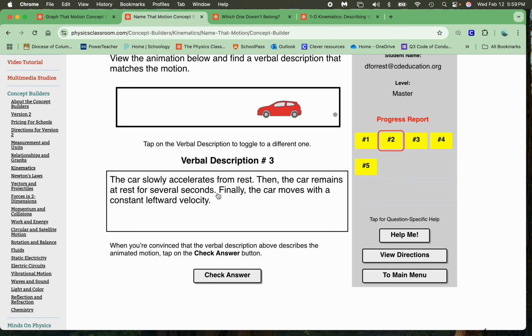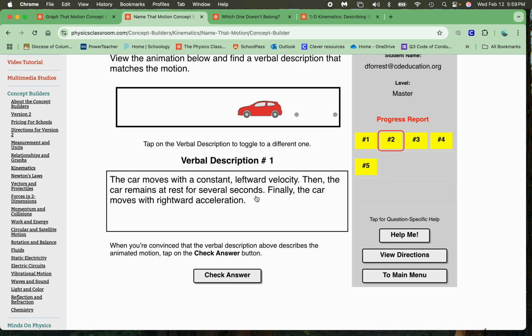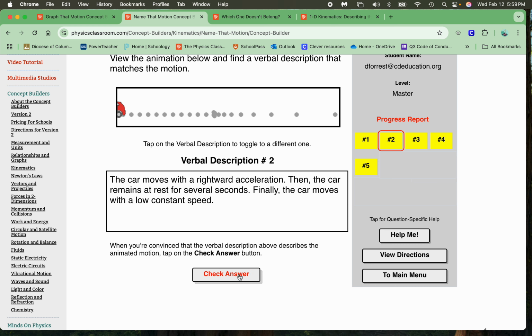It seems weird because they didn't really ever use the word left. So I'm going to check the rest of them. This accelerates from rest. It does not start at rest, so that can't be it. Car does not initially move at a constant speed and then remain at rest, because it's slowing down here. So the first part of the statement is incorrect. It is not moving with a constant rightward velocity. It is not moving initially with a constant leftward velocity. So it's got to be this one, which seems weird.